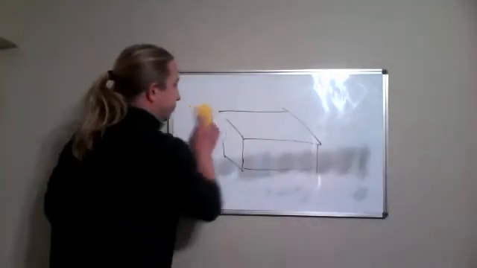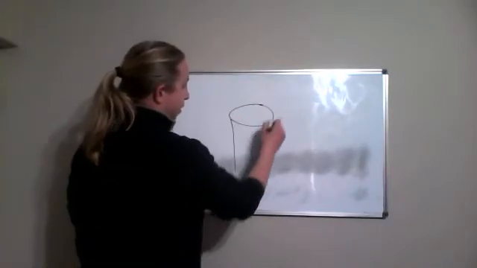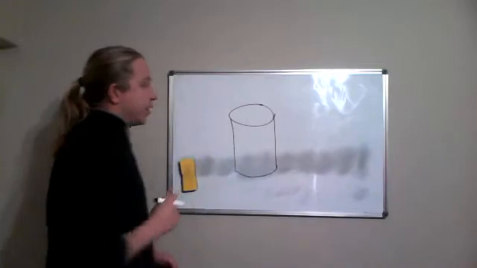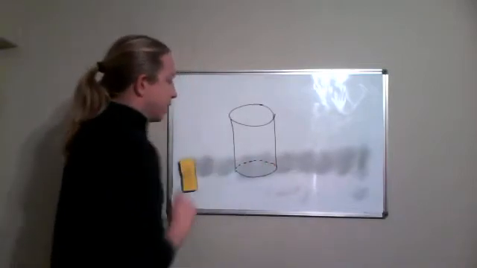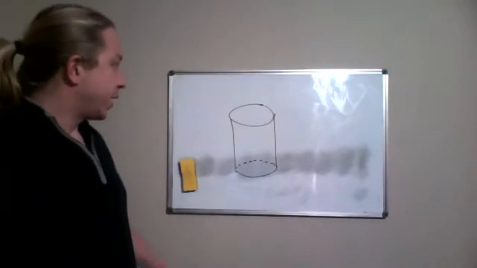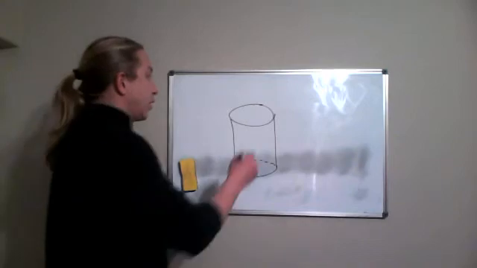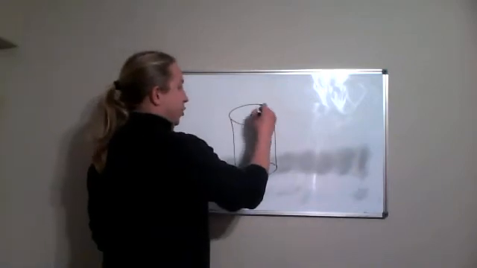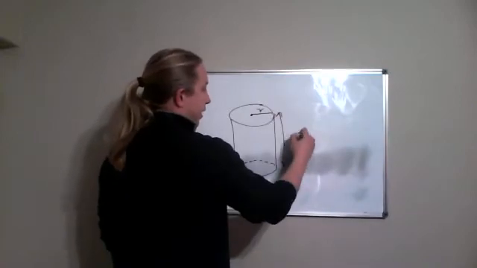Here we have a cylinder. It's got a closed lid and base. I'm going to draw this in a dotted line to show you that it's in the back. So how do we find out the surface area of this? Well, we need the radius of the circle here, r, and we also need the height of the cylinder, h.